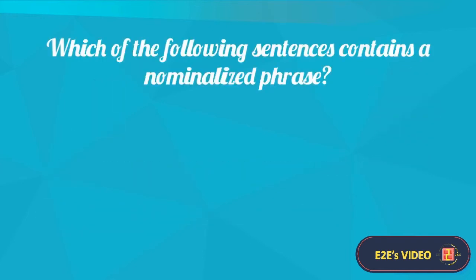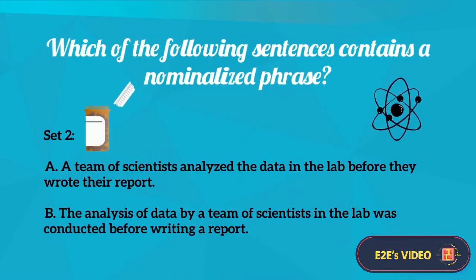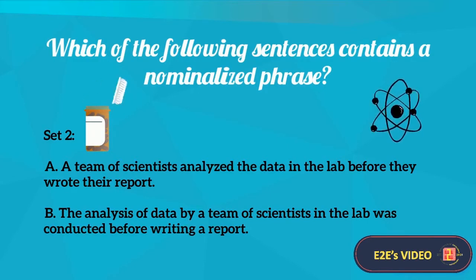Let's continue with set number 2. A. A team of scientists analyzed the data in the lab before they wrote their report. B. The analysis of data by a team of scientists in the lab was conducted before writing a report. The answer is B. The nominalized phrase is the analysis of data.